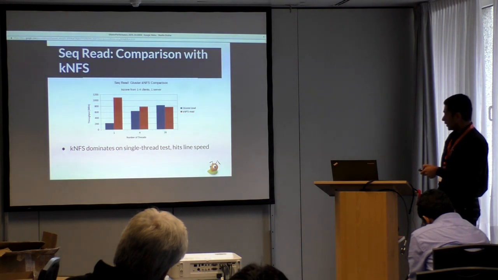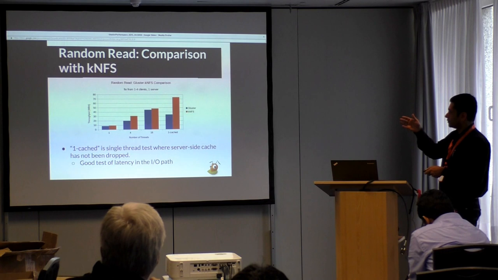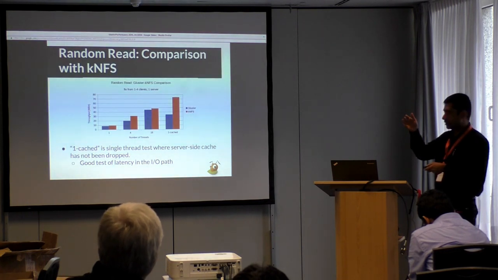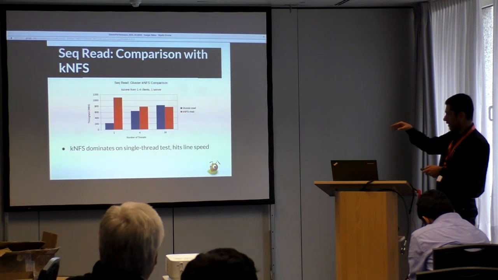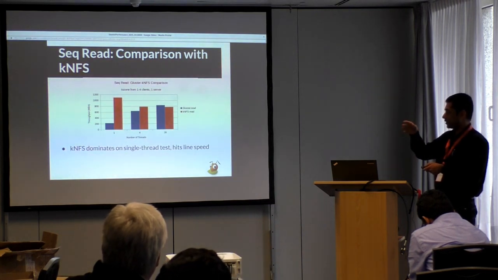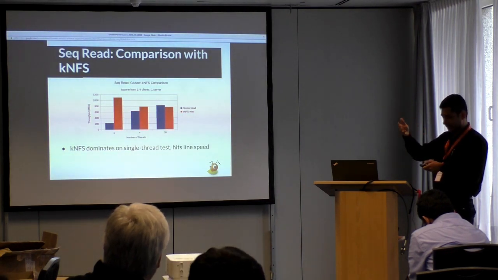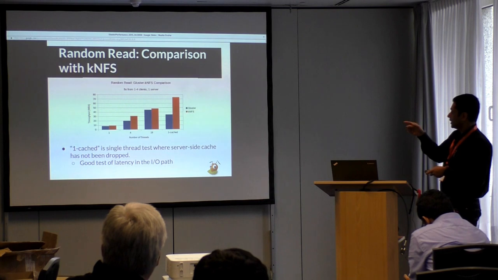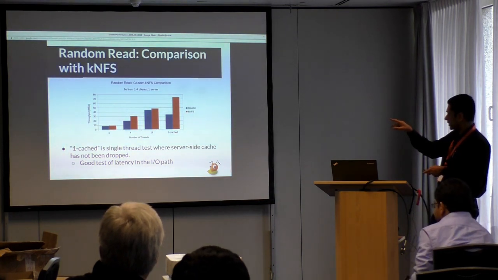Okay, so just repeating this test with a random read workload, because of this problem that I said: sequential reads are not a good test for latency. Well, they are, but they don't quite give you what you want, because the latency can be masked. So here again, a random read test with 1, 4, 16 threads.